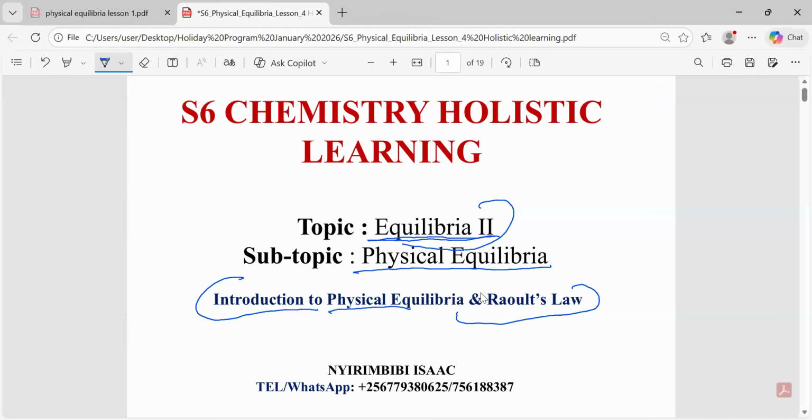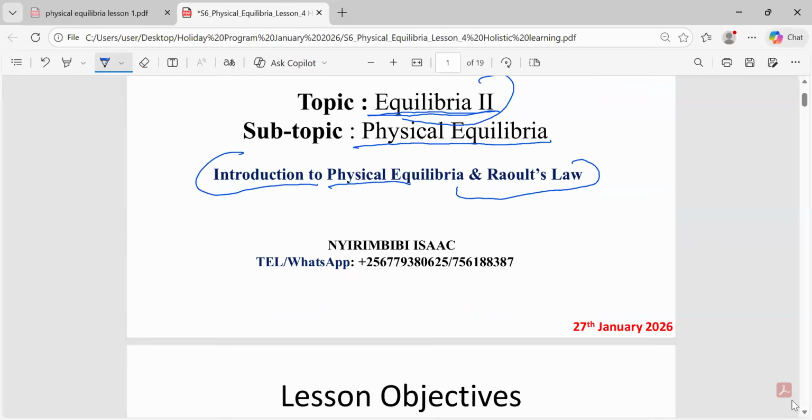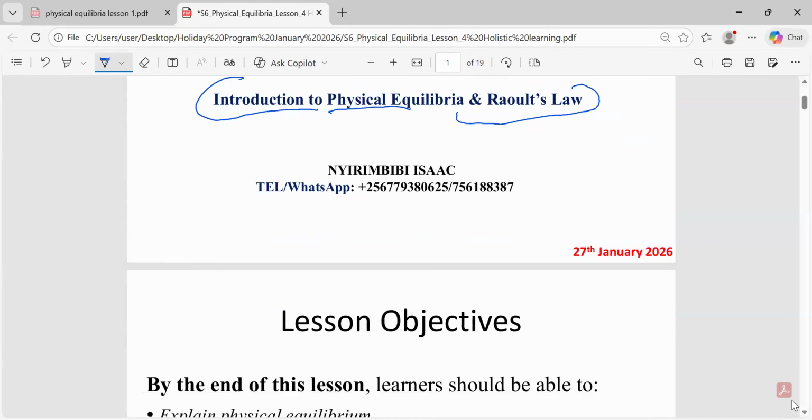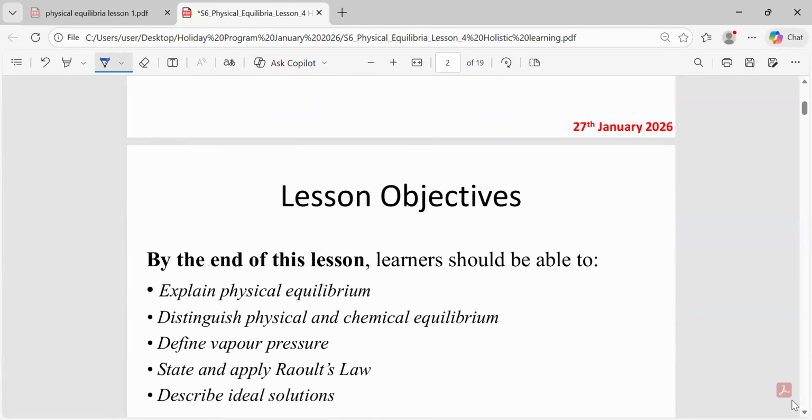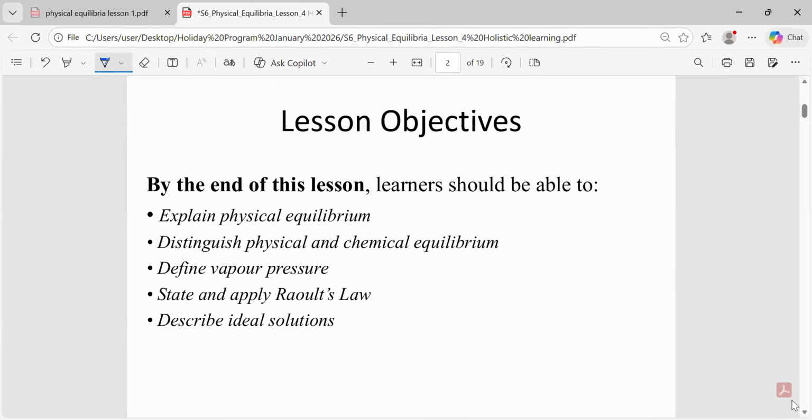As we start off this lesson, I have a few lesson objectives, what we expect to have known by the end of this lesson. Let me have one person raise up the hand and read us through these objectives that we are supposed to achieve by the end of this lesson. I have Mugisha Henry. Mugisha Henry, unmute.